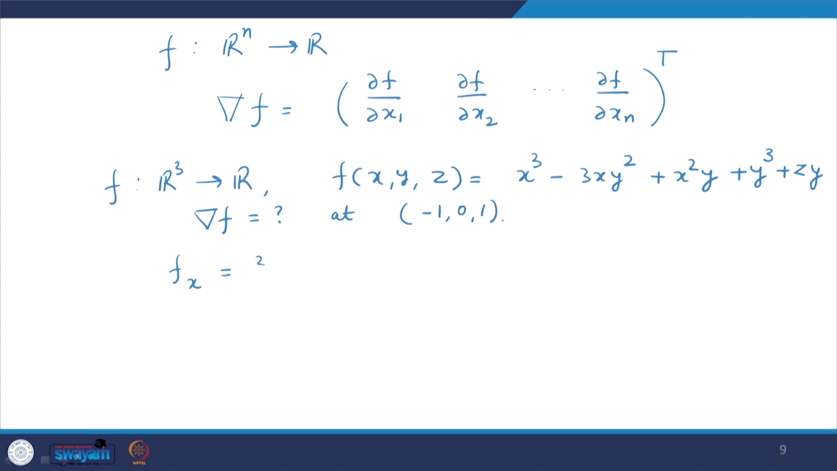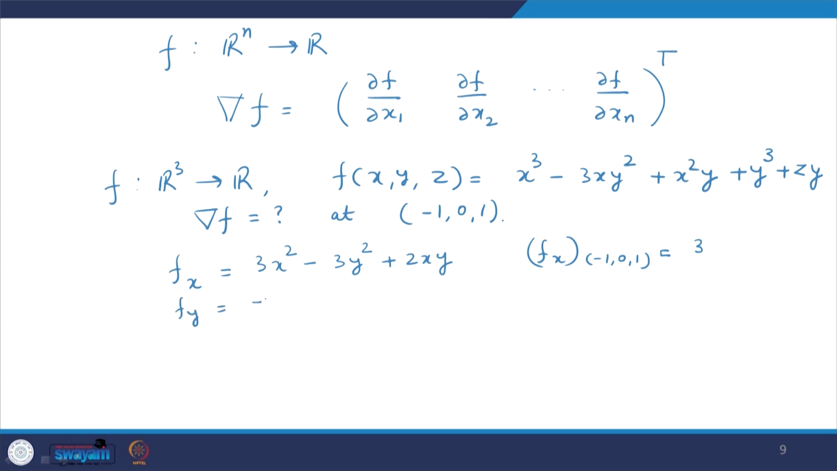f_x is 3x² - 3y² + 2xy. Okay, so f_x at (-1, 0, 1) will be, if you take the point (-1, 0, 1), this is 3, this is 0, this is 0, so it will be 3 only.